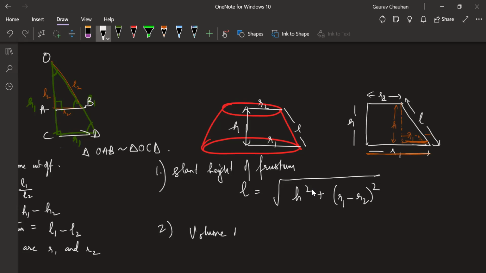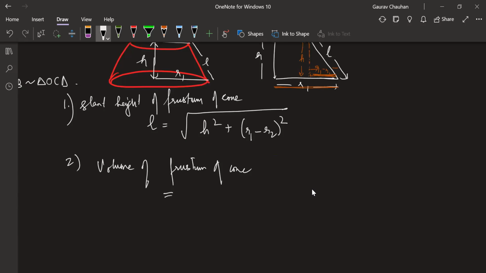Volume of frustum of a cone. Now this is equal to, there is a way I can derive the formula also, but I think that's not much helpful right now. So we'll write the formula by heart. Let's pay attention to how we write the formula. I'll give you a trick to remember also.